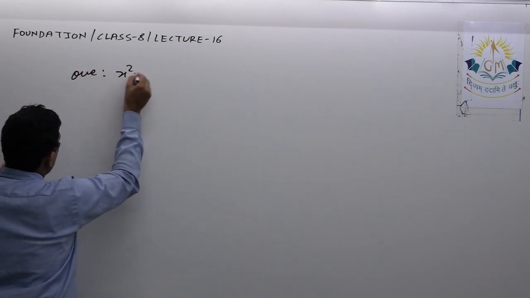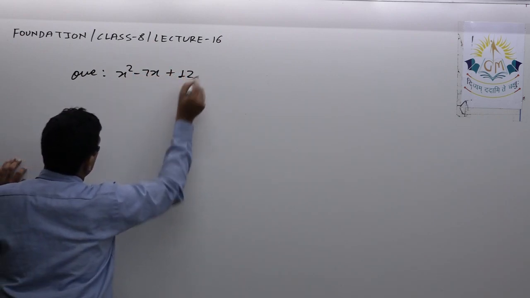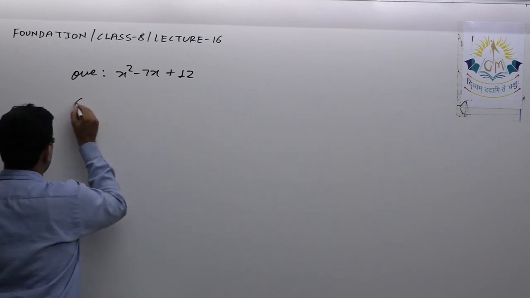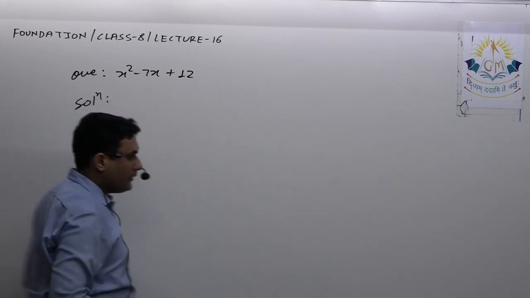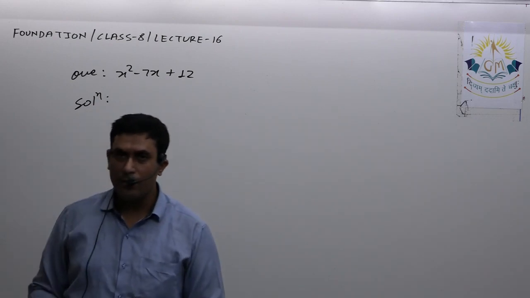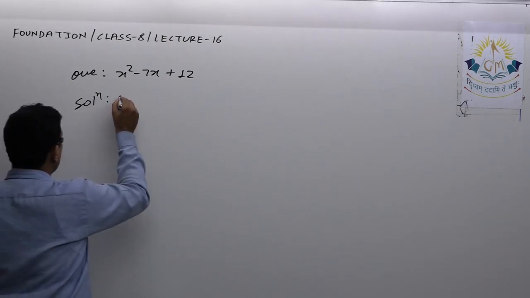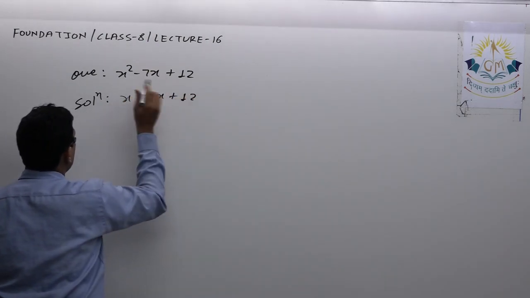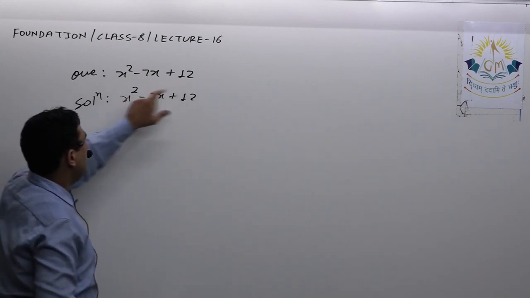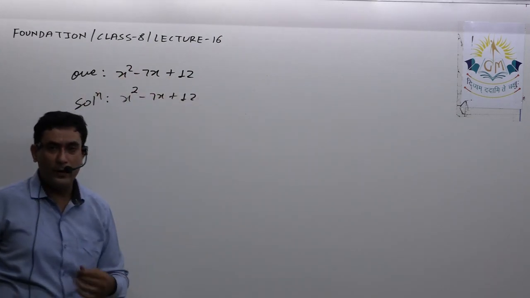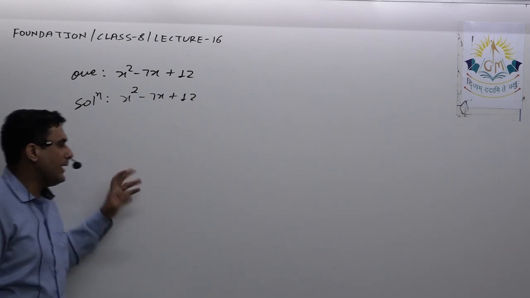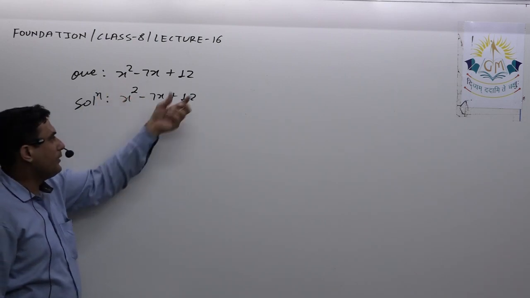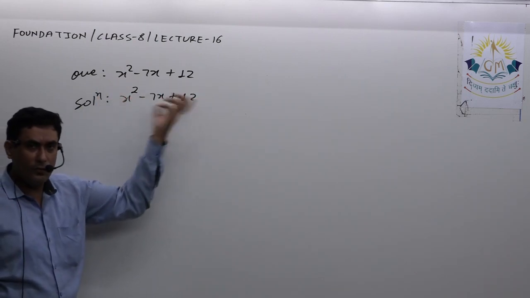That is x square minus 7x plus 12. So the very first thing, definitely this is in the standard form, as well as the first term is positive. Now next, we find the factors of a multiplied by c, that is 1 multiplied by 12, that is 12. So if the coefficient of x square is 1, simply we have to find the factors of the constant.